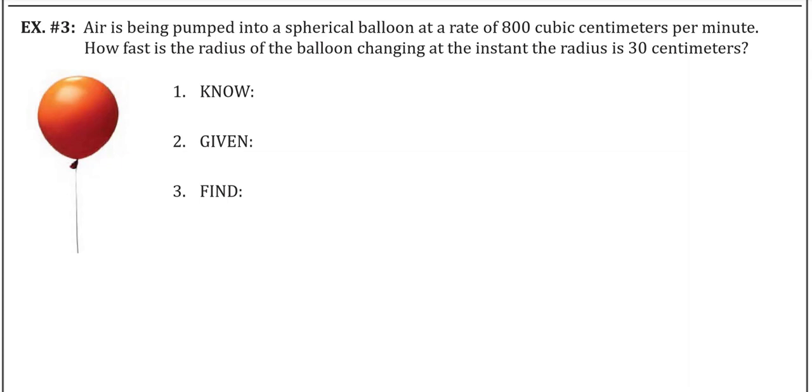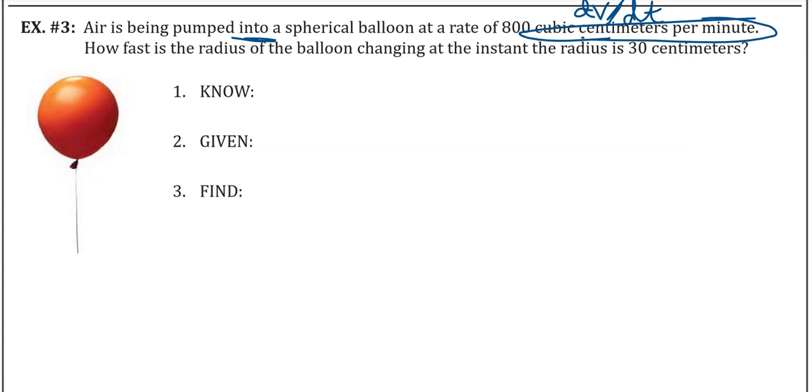So the next example says air is being pumped into a spherical balloon. So that means that the volume is getting larger at a rate of 800 cubic centimeters per minute. So this unit right here tells us that this is the dV/dt, because that is a cubic measurement, so it's got to be the change in the volume. How fast is the radius of the balloon changing at the instant the radius is 30 centimeters?